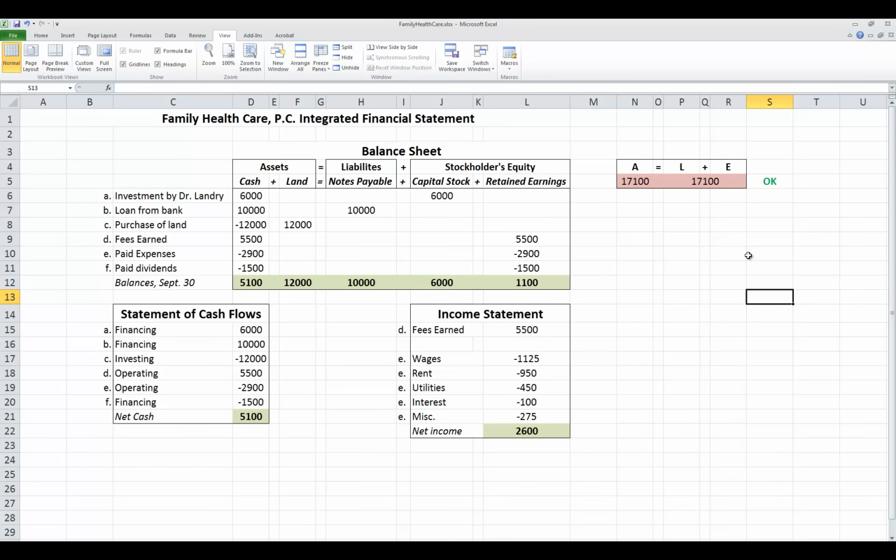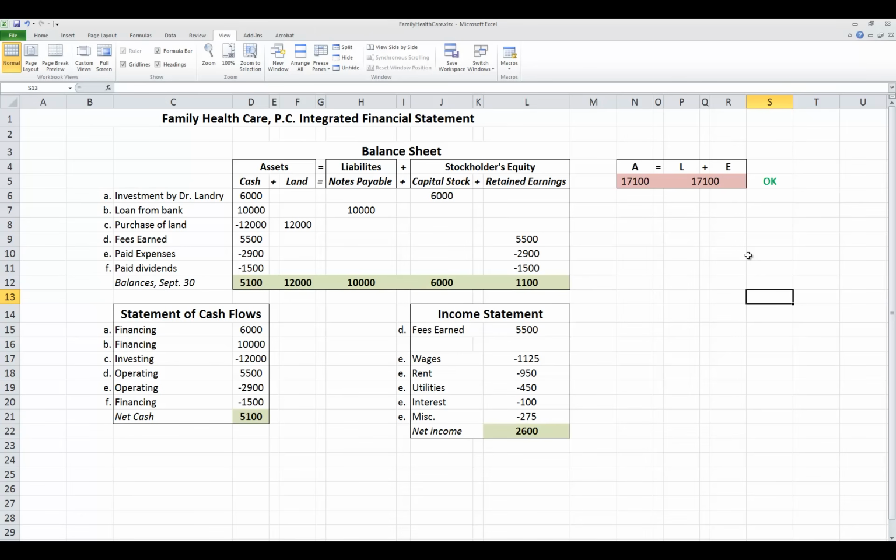All right, so let's go ahead and just step back and take a look at this whole thing, because really we're done, and the only thing we have to do is to sort of summarize and review. So let's take a look at the balances at the end of the month. What does Dr. Landry have in terms of his balance sheet? Well, he has cash of $5,100, and that's in two places.